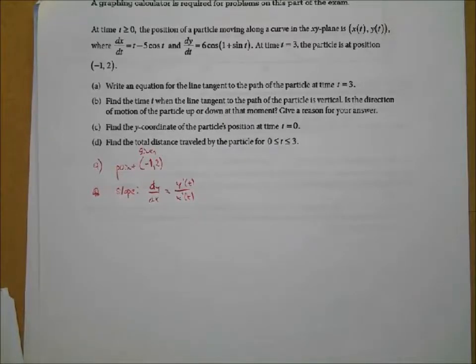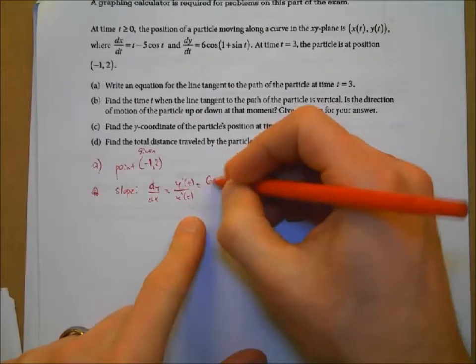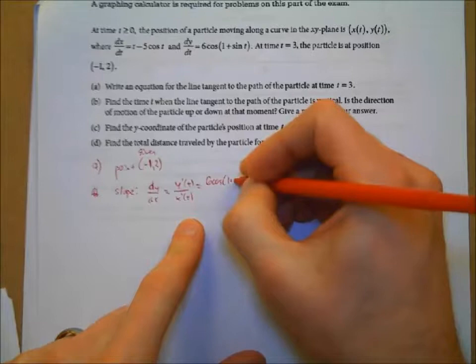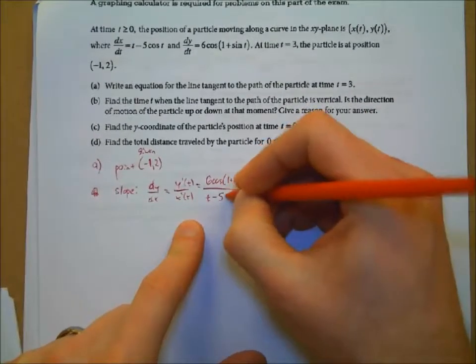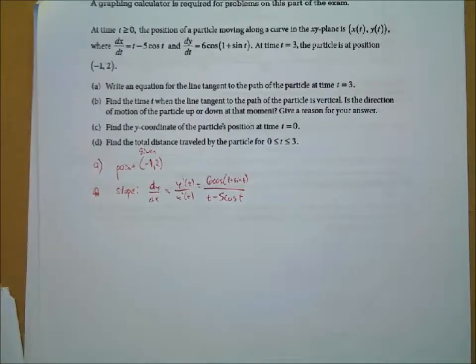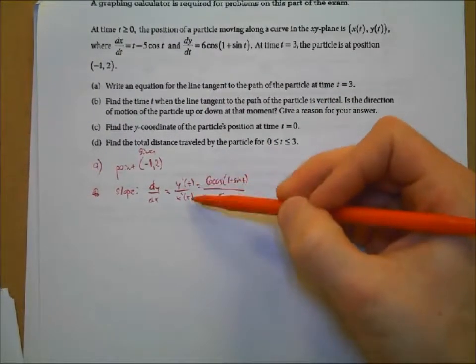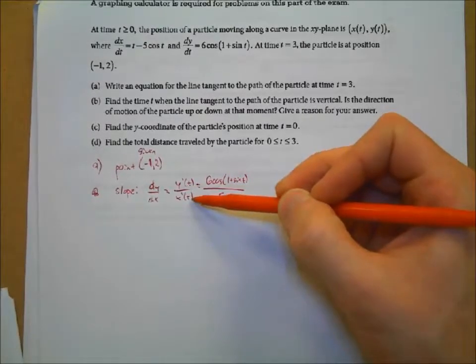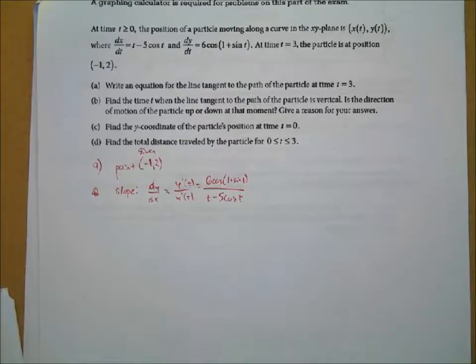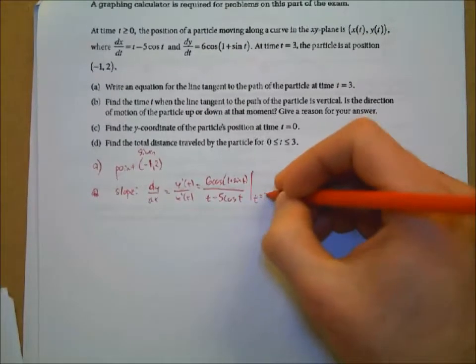Okay, so for our purposes, we've got 6 cosine of (1 plus sine of t) over t minus 5 cosine t. This is literally slope here, right? It's the change in y over the change in x. Change in y over change in x. That is literally what that is. And we're going to evaluate this, of course, at time t equals 3.